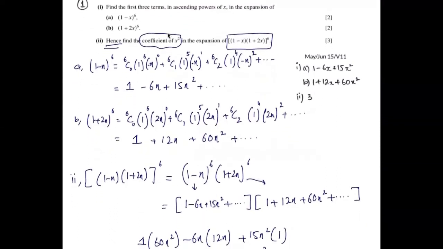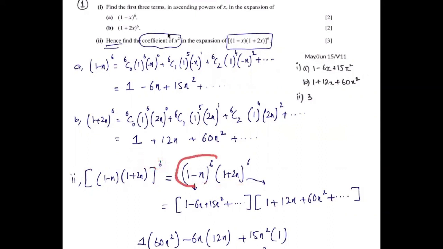Now in the second part, it says hence find the coefficient of x squared. Whenever they use the word hence, it's a command word, which means that you have to use the answer from the previous part. You need to find the coefficient of x squared in the expansion of 1 minus x times 1 plus 2x combined power 6. This combined power 6 means that the power of 6 is on 1 minus x as well as on 1 plus 2x.